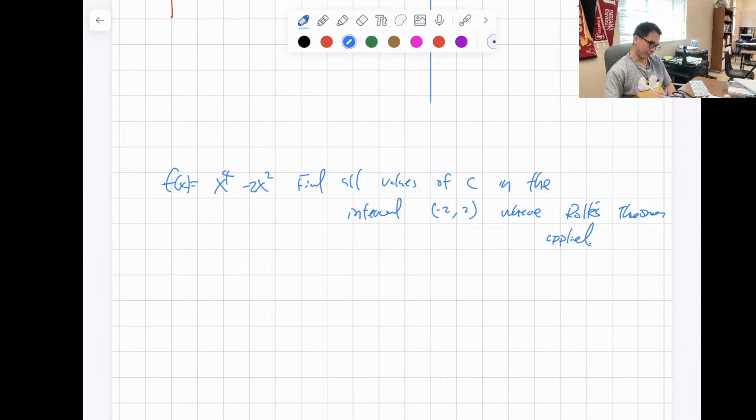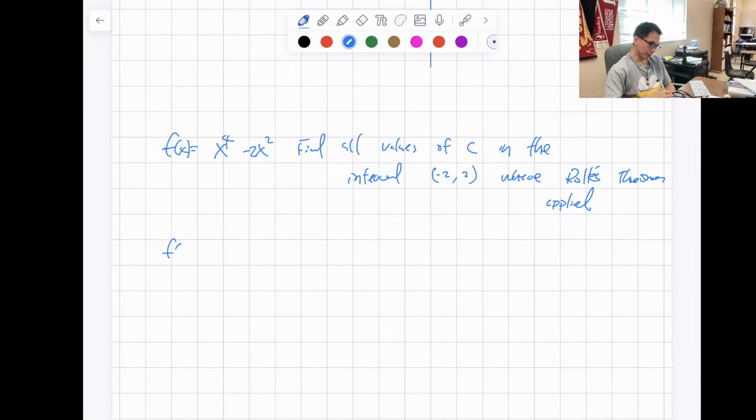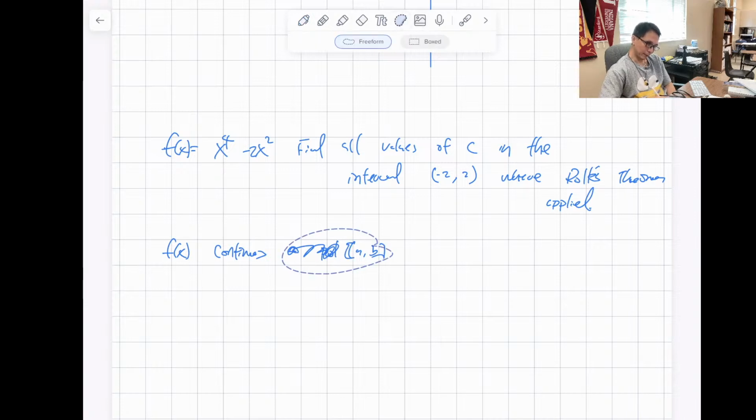Okay? Then what we can do is check f of x. Is it a continuous function? Do you think that's a continuous function? Good, it's continuous because it's a polynomial. So between a and b, bracket, by the way. Sorry, let me rewrite that. So it must be continuous, because what makes it not continuous?